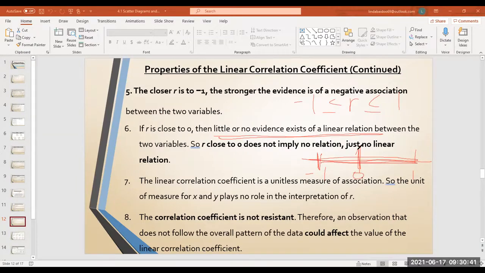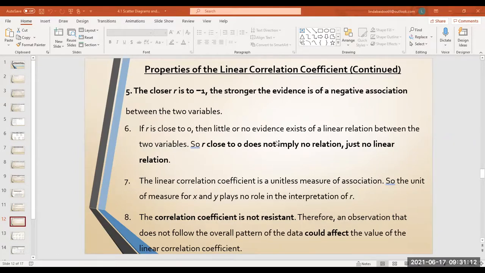That means it was like the one which looked like this. If it's like this, there is no linear relation. Or if it is like that, no linear relation. In that case, their values will be 0 or close to 0. The linear correlation coefficient is unitless. It's not measured in feet or meters, no, it's unitless. So the units of x and y play no role in the interpretation of R.